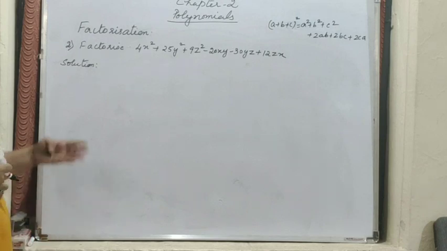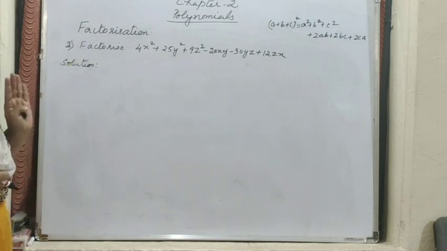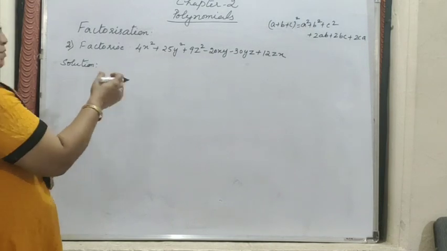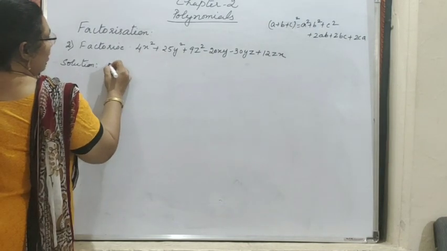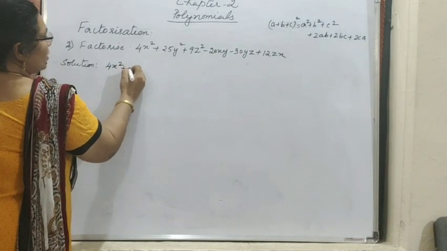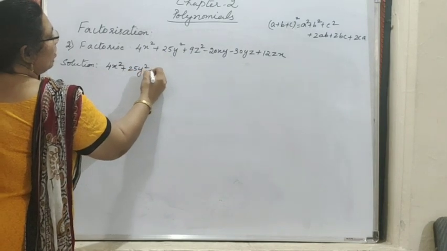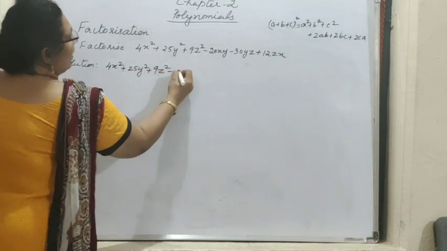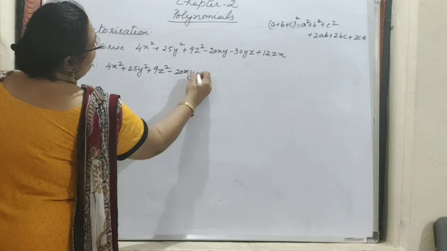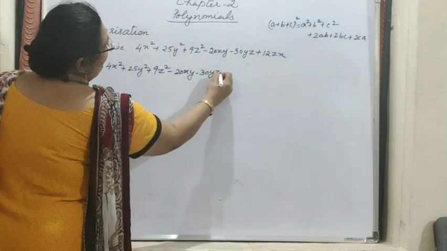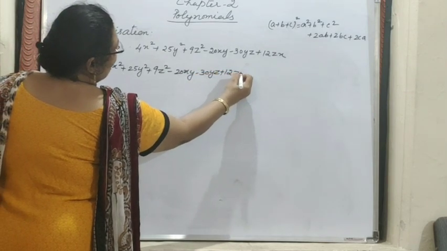Already 6 terms are there. Usually we know that this is the identity here. First 3 terms are the square. So first I'm taking down the question once again. 4x square plus 25y square plus 9z square minus 20xy minus 30yz plus 12zx, right?